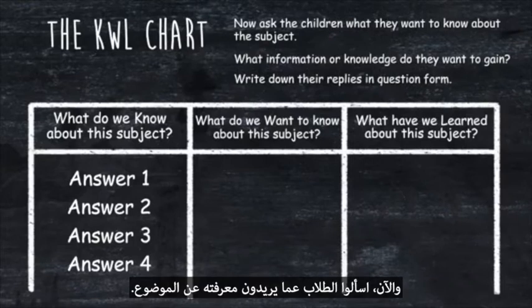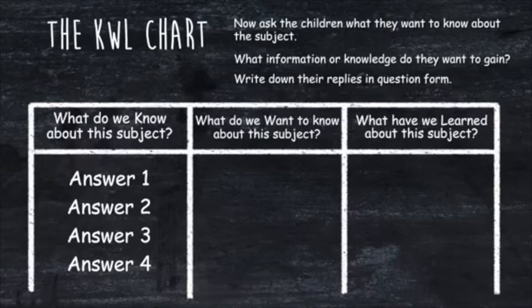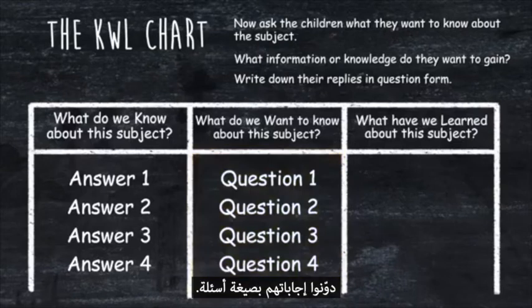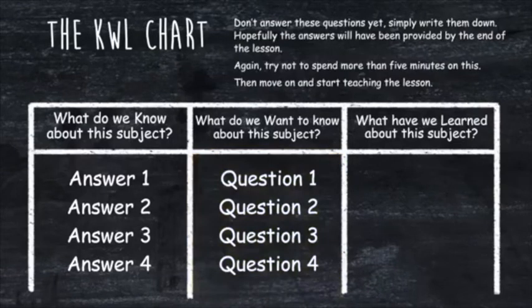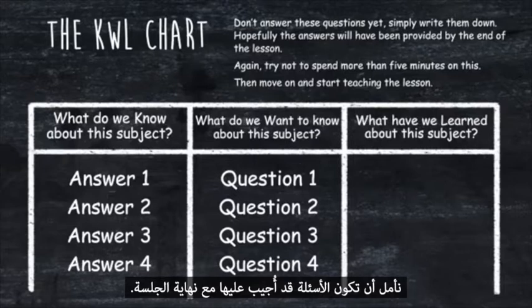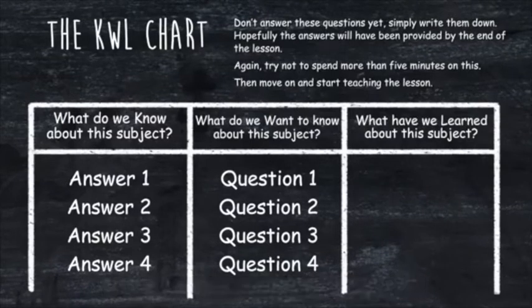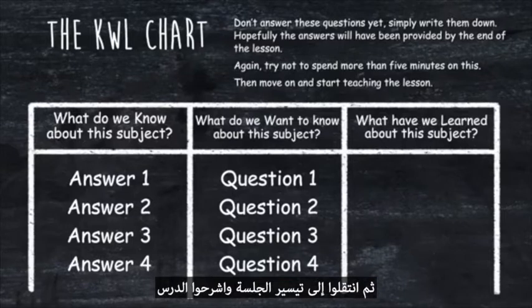Now, ask the children what they want to know about the subject. What information or knowledge do they want to gain? Write down their replies in question form. Don't answer these questions yet, simply write them down. Hopefully, the answers will have been provided by the end of the lesson. Again, try not to spend more than 5 minutes on this. Then move on and start teaching the lesson.